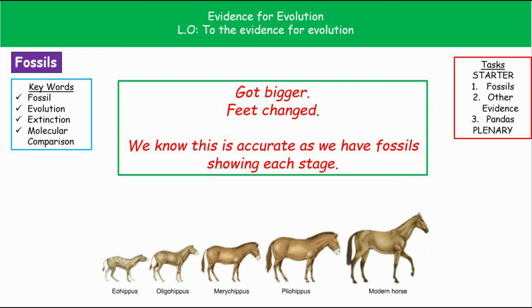Hopefully you picked out the 2 biggest changes were that they got bigger and their feet changed from obviously having multiple toes to a single hoof. And we know that this is accurate for horses because we've got fossils that show each and every stage of their evolution.